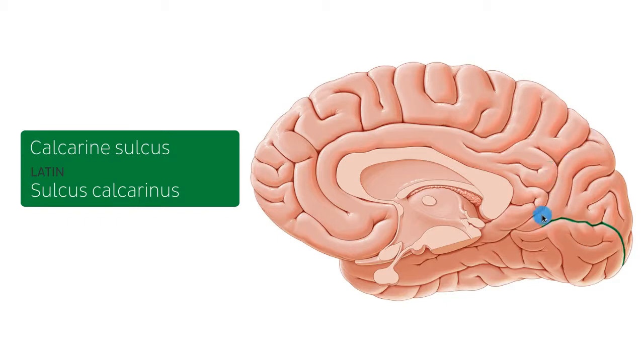This is the parieto-occipital sulcus. And just as I'm showing you here, this is the corpus callosum. You have to remember that the calcarine fissure corresponds to Brodmann area 17, and it is the primary visual cortex.